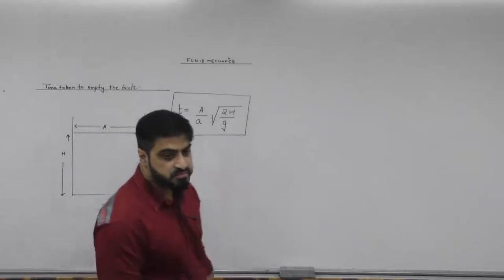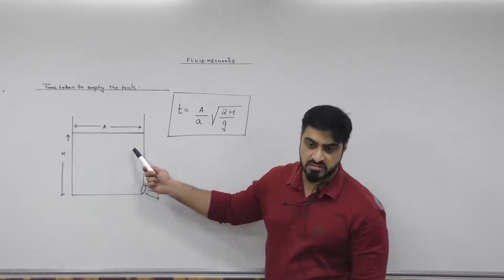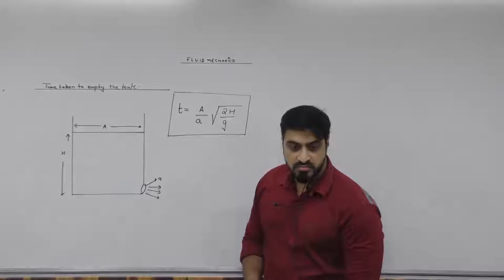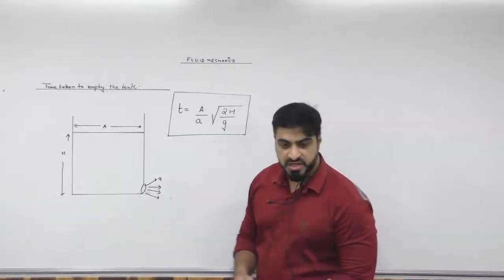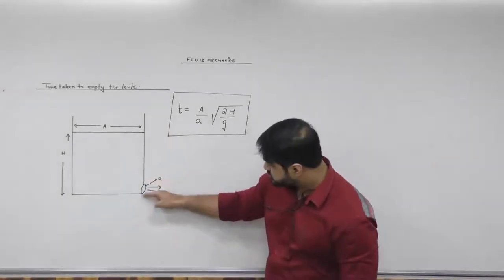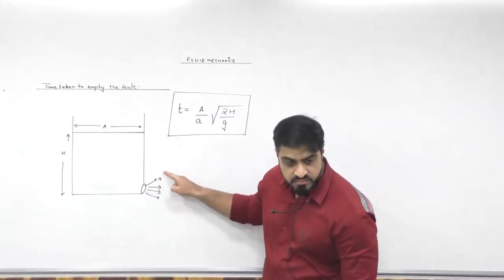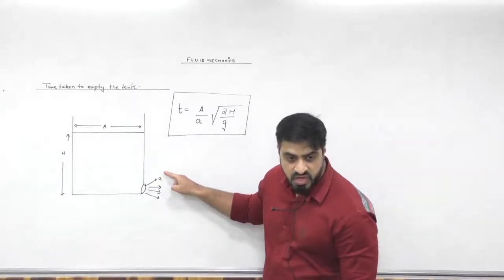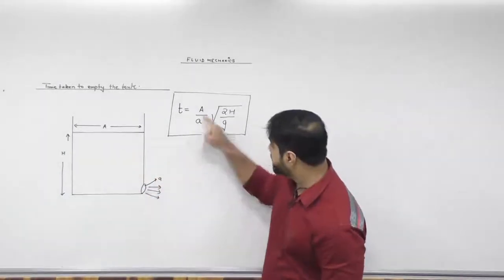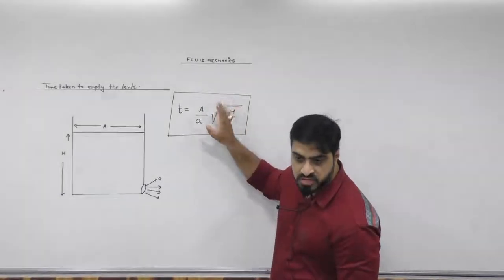We are discussing time taken to empty the tank. There is a tank which is filled up with a liquid of height h. Tank ka area of cross section is capital A. There is a hole at the bottom of cross sectional area, small a. I want to empty the tank. The time taken to empty the tank is capital A upon small a under root 2h by g. I'll prove it after some time. Ye aapko yaad rakhna.